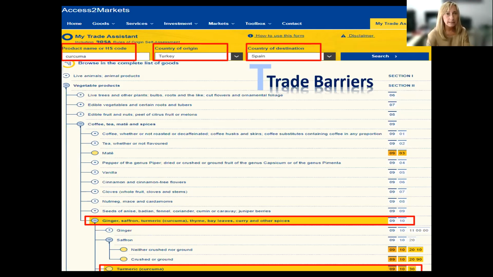So here you go to access to markets. For example, I just wrote the name of curcuma, okay, it's a spice. Okay, imagine that the country of origin is Turkey and you want to export to Spain. Well, there you have the code number. Okay, we are professionals, so no less than a 6-digit number we need to know from our products. Okay, as TradeAtlas also requires, six-digit numbers.